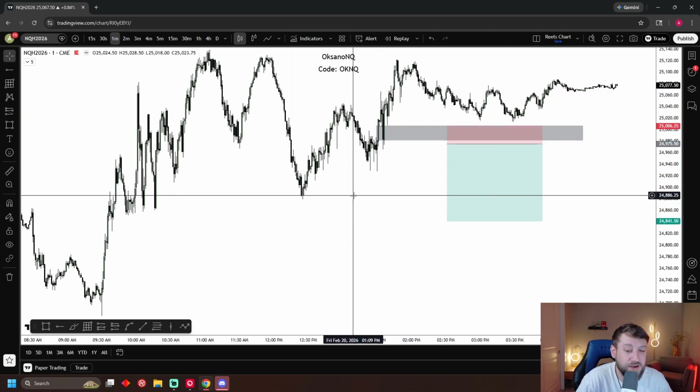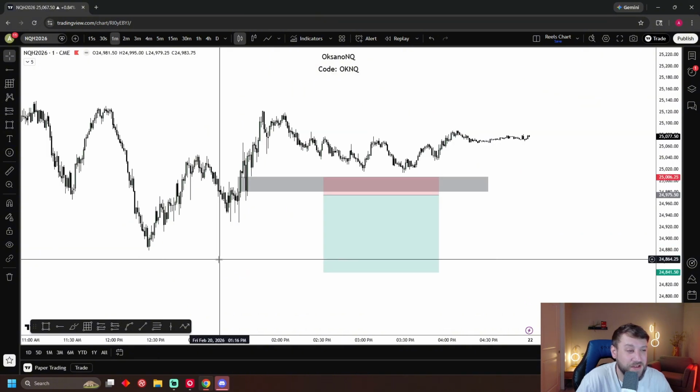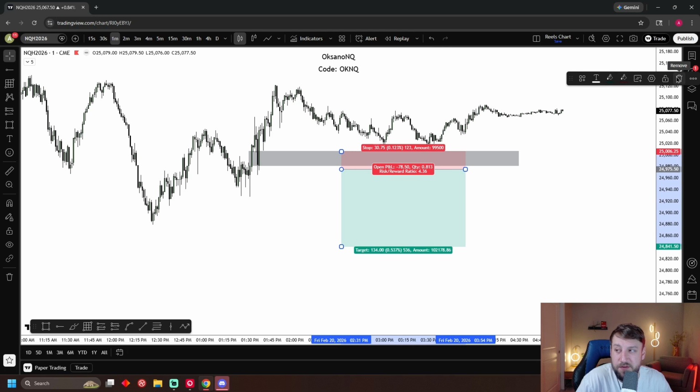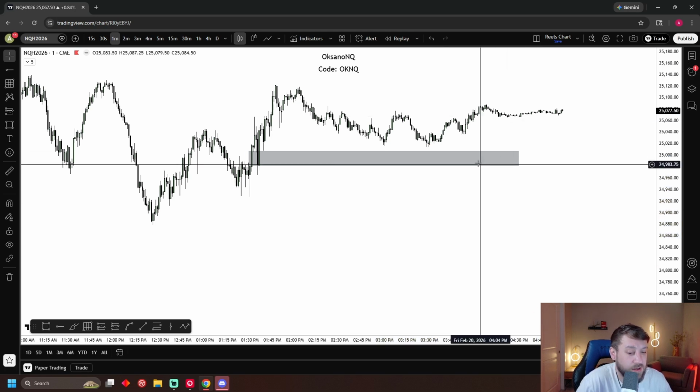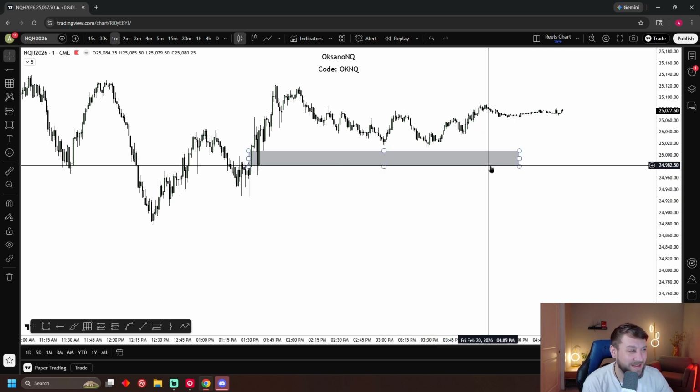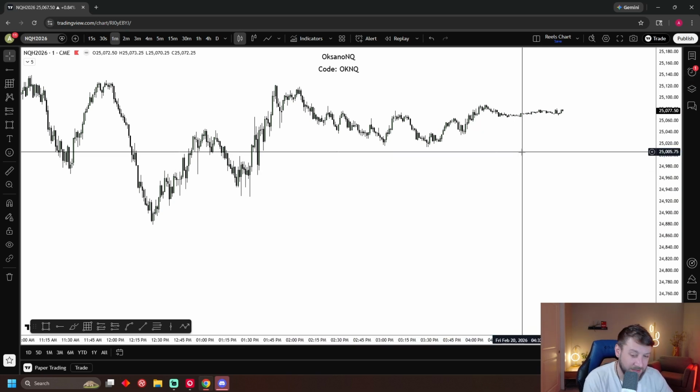Now, if there's an inverse to marry, it's this one, down to this 15-minute gap. This is not financial advice, but that's my plan. If we get that, I'm taking it, unless we get some crazy gap.